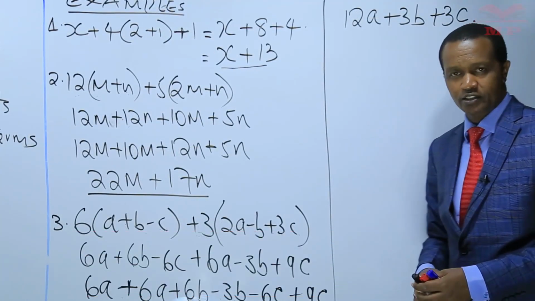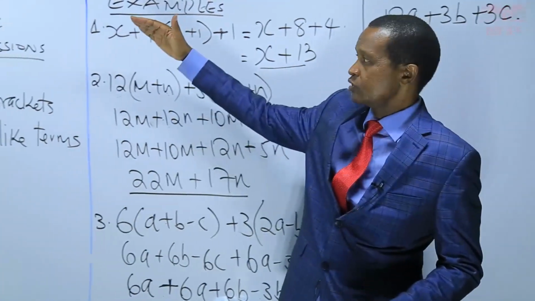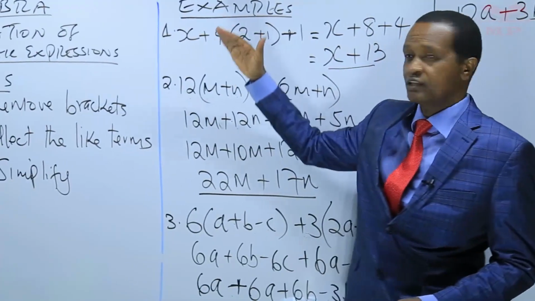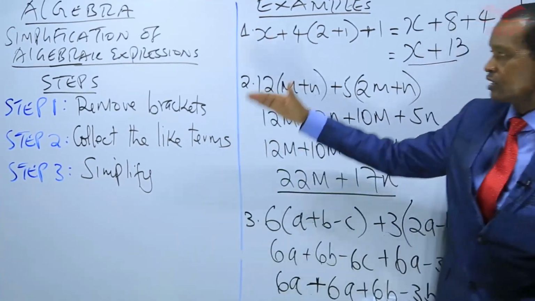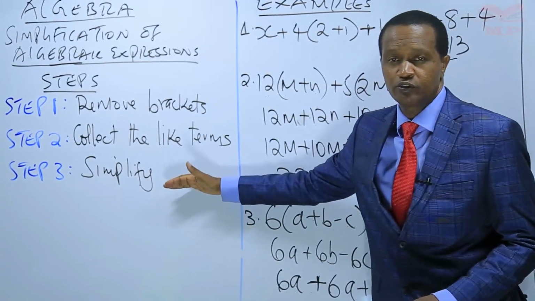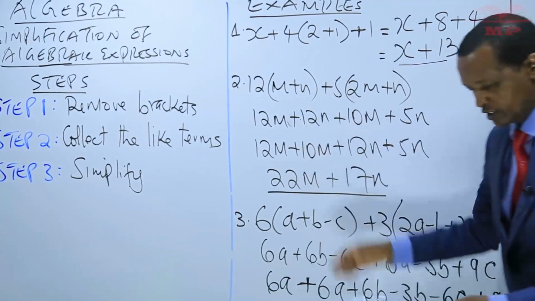So candidates, we've come to the end of today's lesson where we introduced the topic algebra, and we've done the first lesson, simplification of algebraic expressions. I've given you the steps which should be followed in simplifying algebraic expressions. We've done 3 examples together.